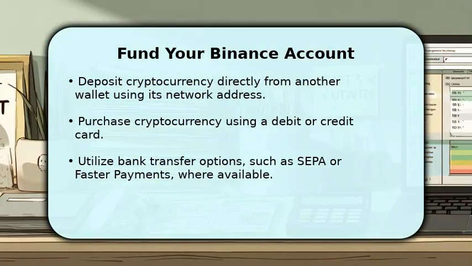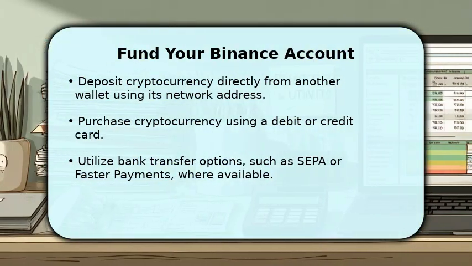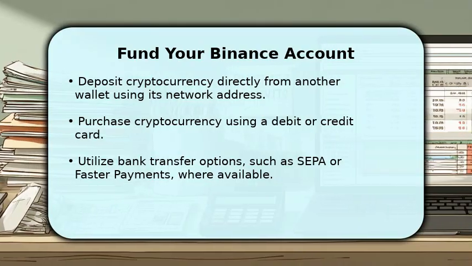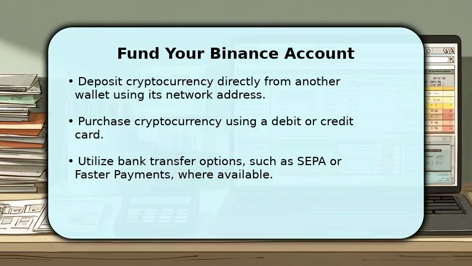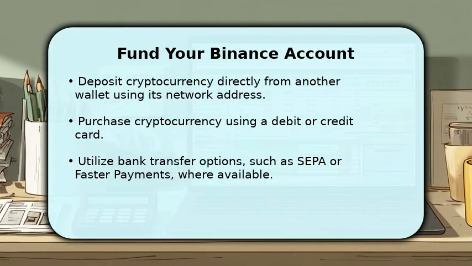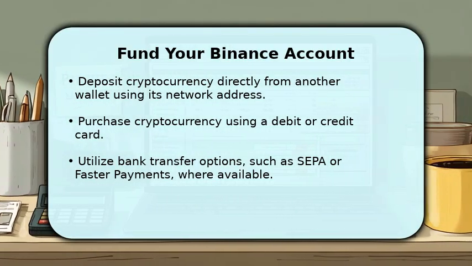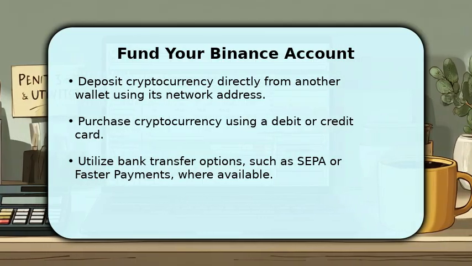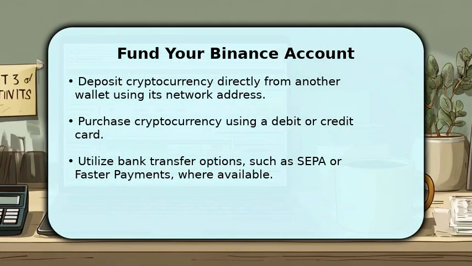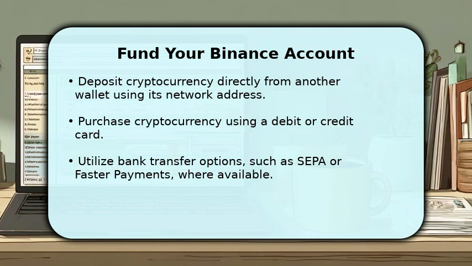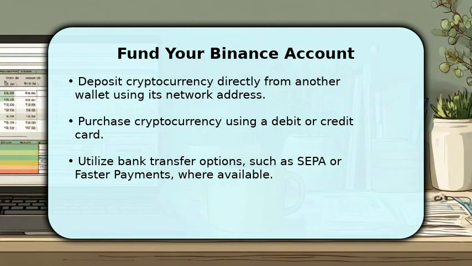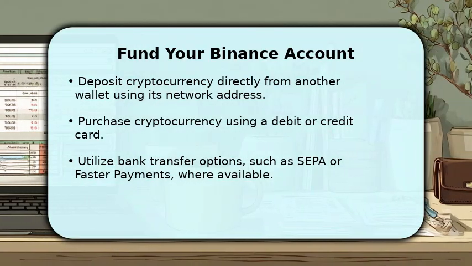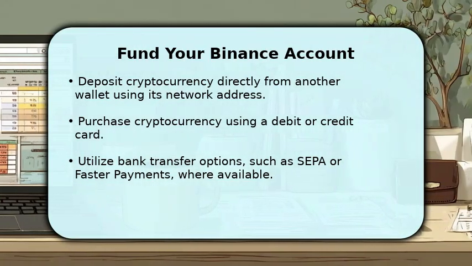With your account secured, you're ready to fund it. You can deposit cryptocurrency directly from another wallet by using its specific network address. Alternatively, purchase crypto using a debit or credit card, a quick and convenient option. Bank transfer options like SEPA or faster payments are also available in many regions. For more flexibility, explore peer-to-peer or P2P trading to acquire digital assets.